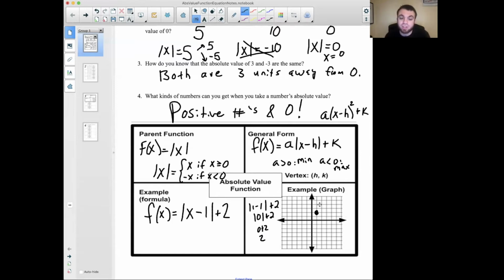Okay? And what this is going to end up looking like is something that goes up like this. Notice that after the vertex, you get the slope of 1.